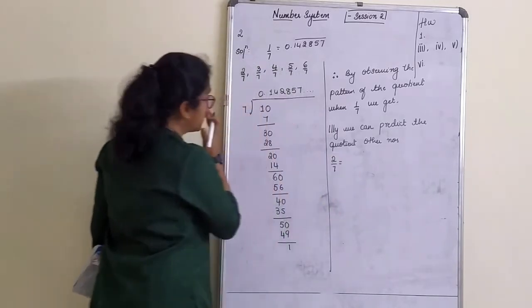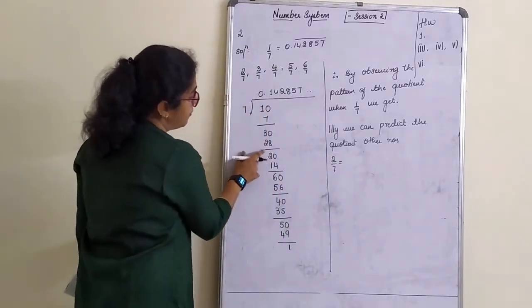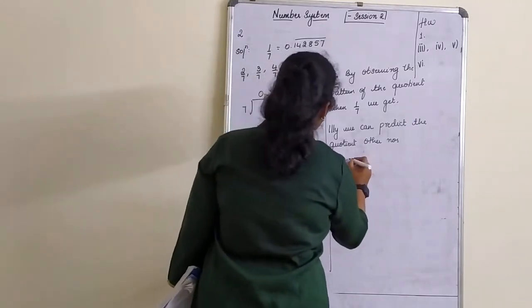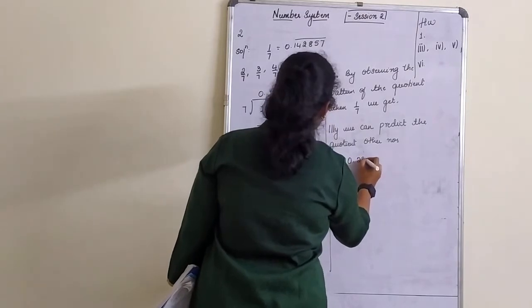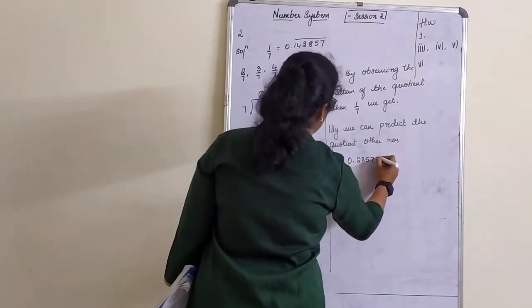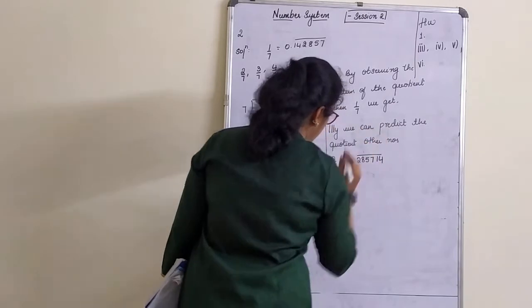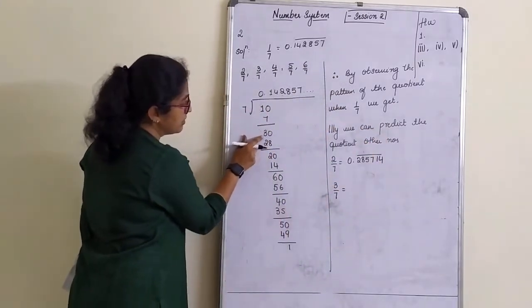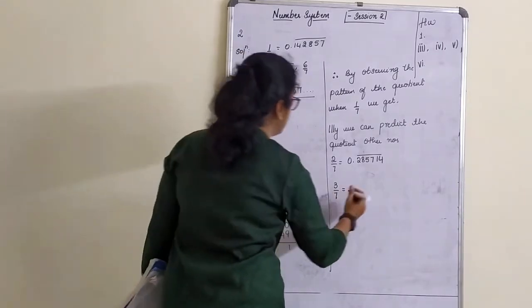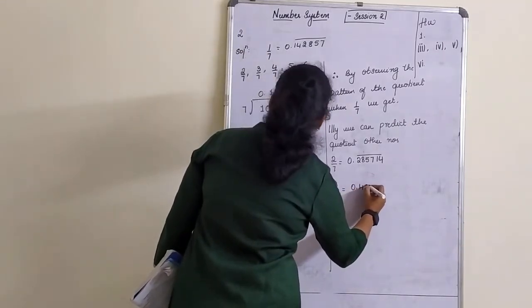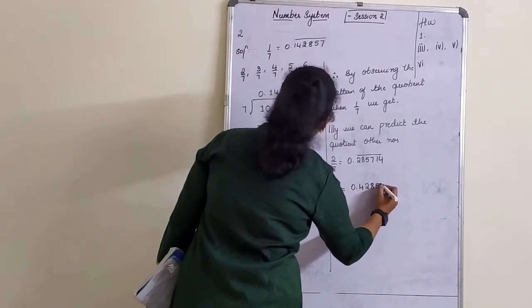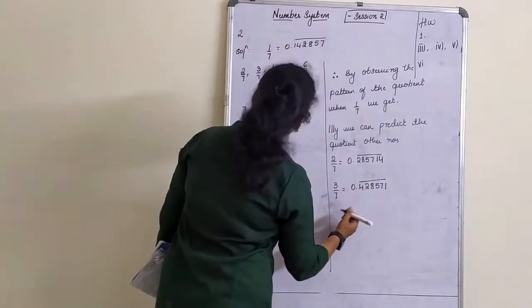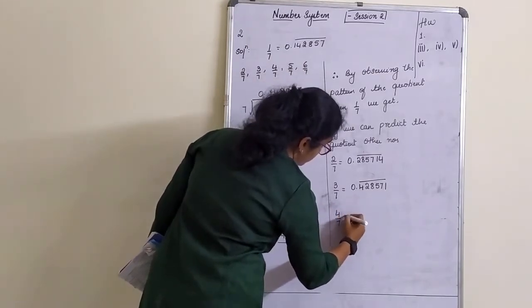2 by 7. So 2 by 7, from where we have to start? 14. 7 twos are 14. I have to start there. So 0.285714 bar. 3 by 7. Where is 30? 30 is here. 7 fours are 28. 0.428571 bar.